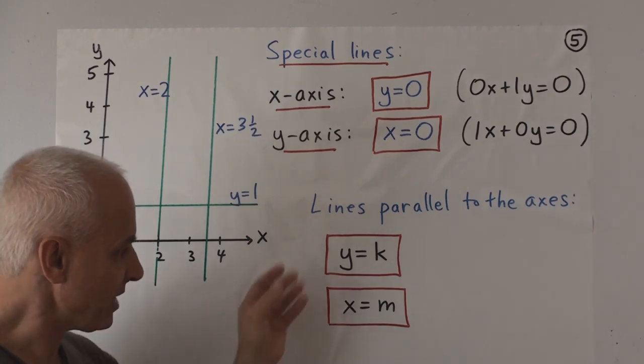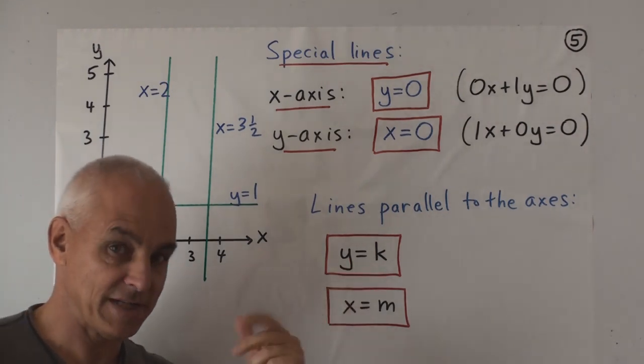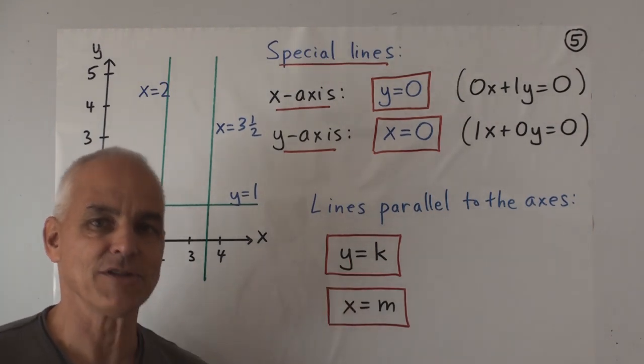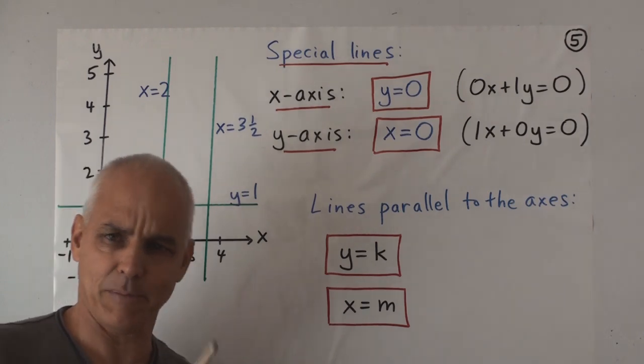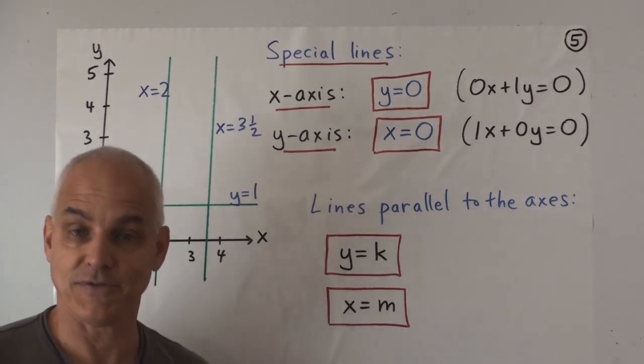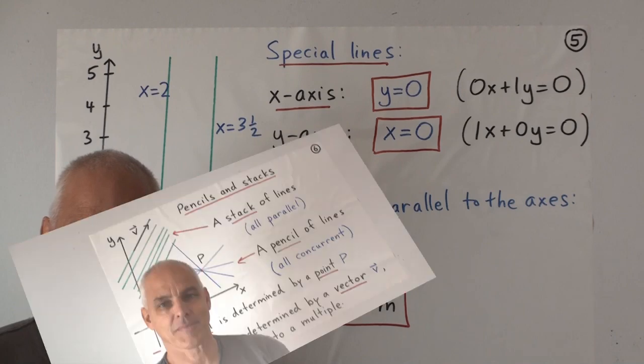I'll just point this out because sometimes these lines, even though they're simpler than the usual lines, cause students a little bit of problem because they're a little bit different looking. There's a few zeros in there.